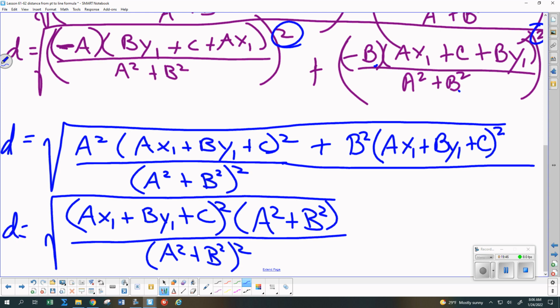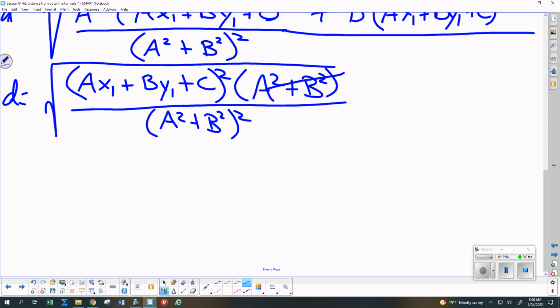Anything we can cancel? Everybody see an a squared plus b squared in the numerator and denominator? So we cancel the entire one in the numerator, we cancel one of the ones in the denominator. And that means that we have the square root of the numerator over the square root of the denominator. So the square root of the denominator is the square root of a squared plus b squared.